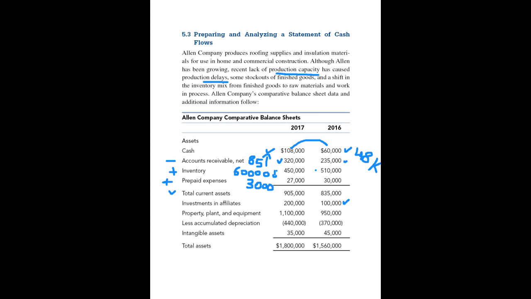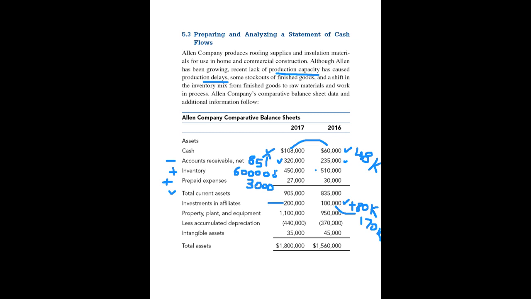So the opening balance is 100,000. Then during the year, affiliates have provided an income of 80,000. So 100,000 plus 80,000 goes to 180,000. Then the affiliates have given us a dividend of 10,000. So 180,000 minus 10,000 comes to 170,000. But if you see here, we have an ending balance of 200,000. So 200,000 means there is 30,000 of additional investment.